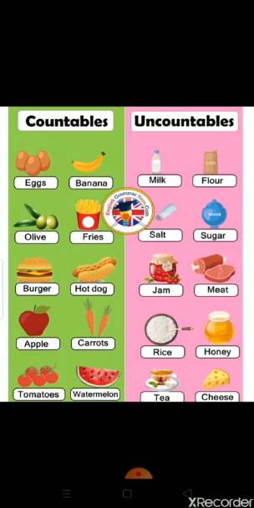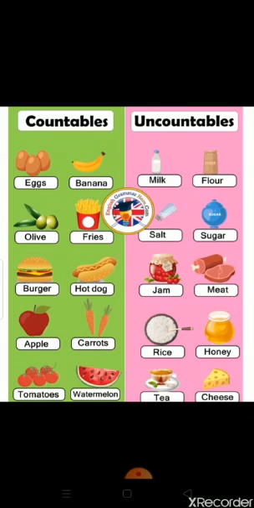So countable nouns have a singular and plural form. For example, an apple, 2 apples. And uncountable nouns have only singular form, like toast, milk. For example, toast, only singular form is there, no toasts. Milk, no milks, correct? So they are uncountable nouns. Countable nouns there, uncountable nouns there.